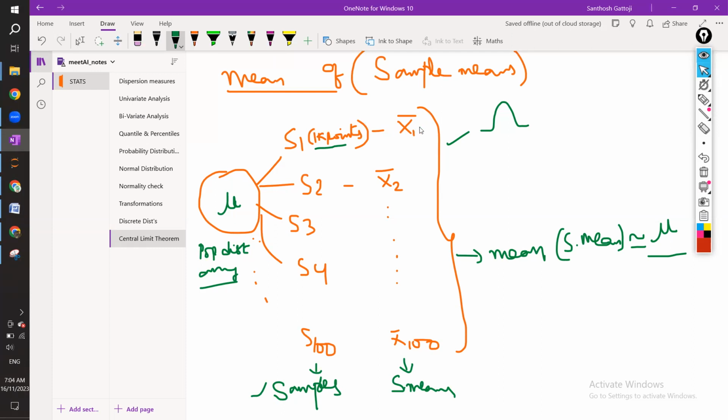This is one dot, one single point. Like that, you are having 30 different values. Now if I just do the mean of this, I'm getting what? I'm getting the population mean.